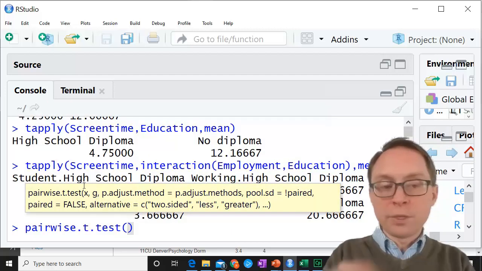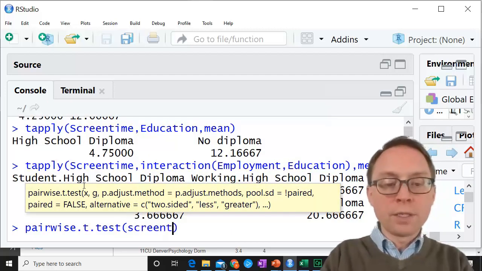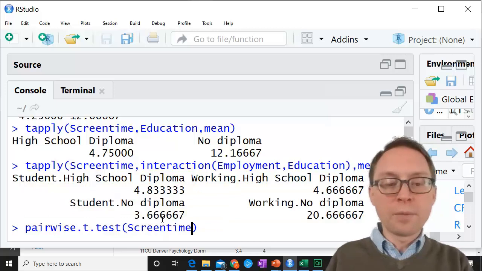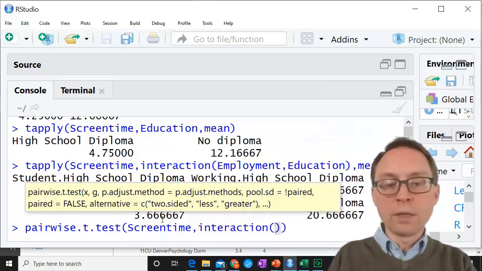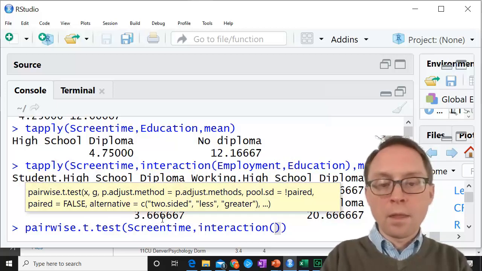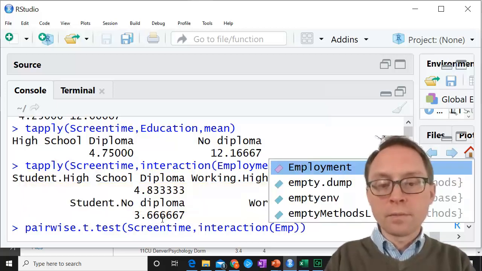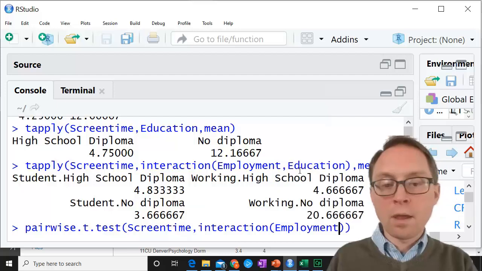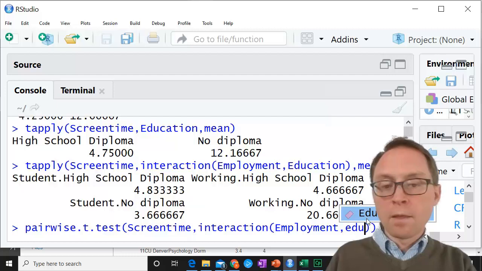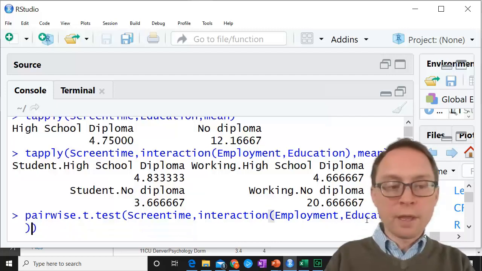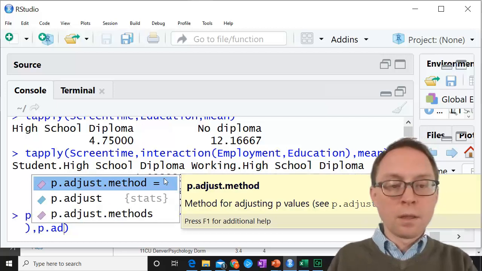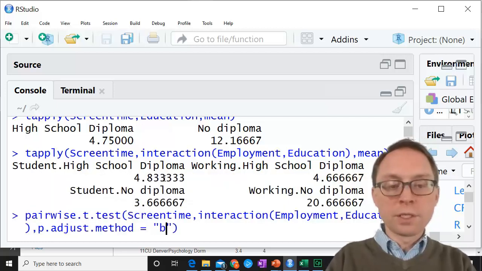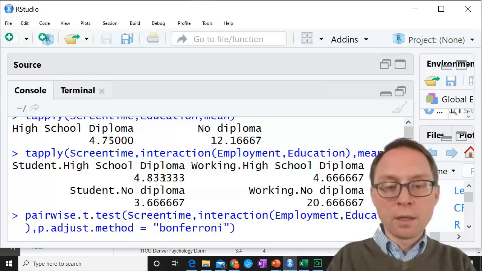And we're going to do it just like we did that t-apply. Screen time is the dependent variable, followed by the interaction between employment, comma, education. And then after that comma, now we need the p.adjust method equals, in parentheses, Bonferroni, just like that.